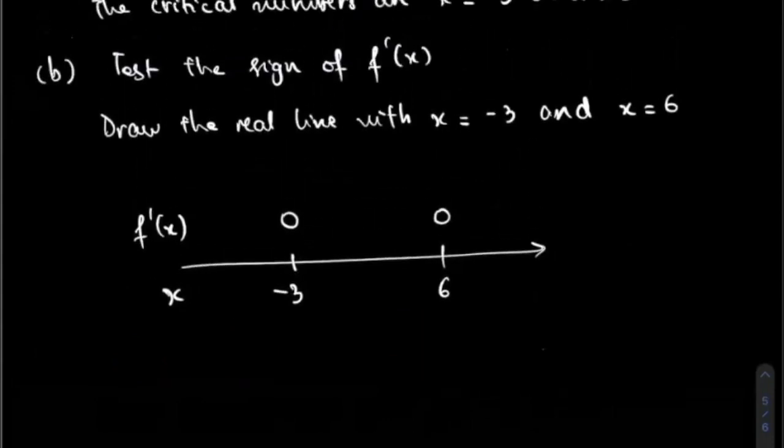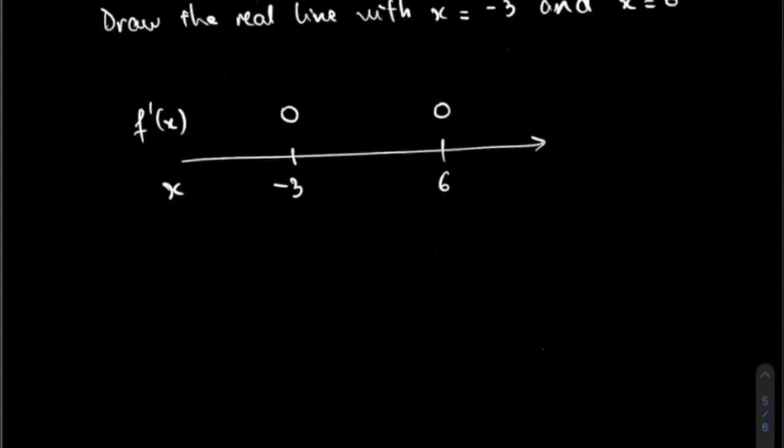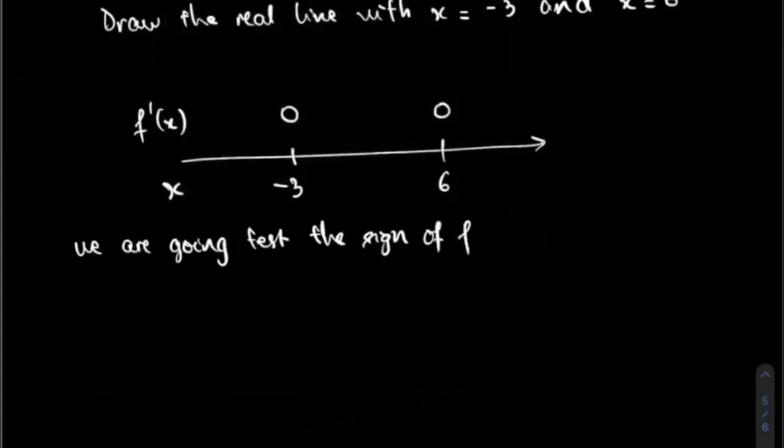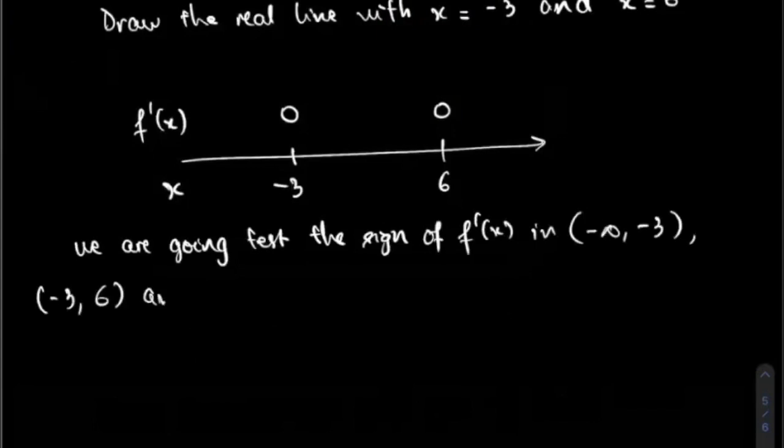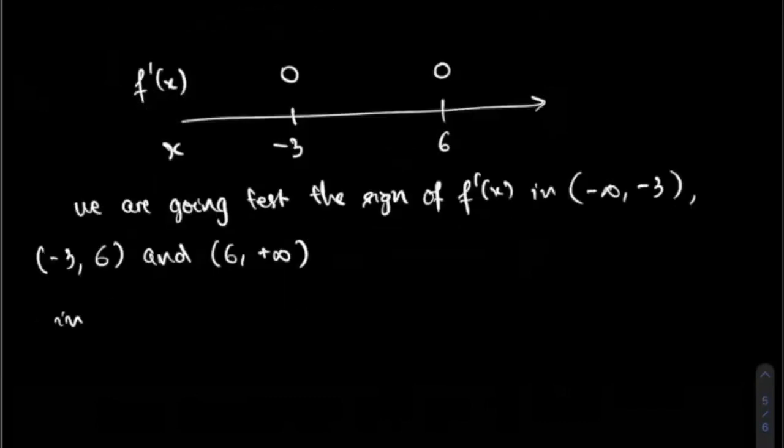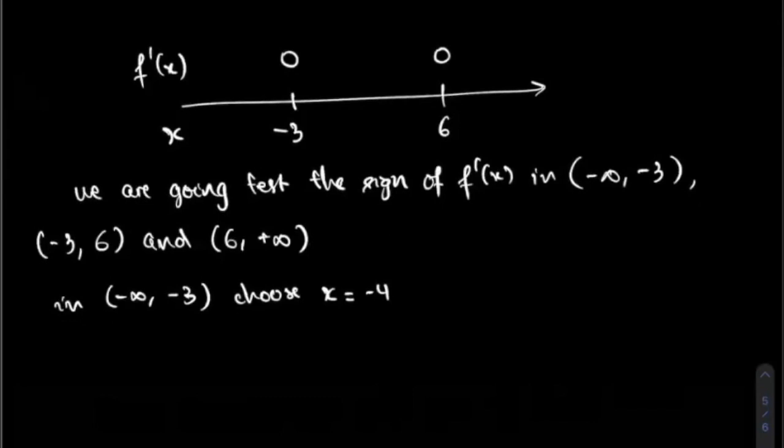By considering the critical numbers in here, you separate the real line into 3 different intervals. We are going to test the sign of f prime of x in 3 intervals: from -infinity to -3, from -3 to 6, and from 6 to positive infinity. In -infinity to -3, you choose any number within this interval. The easier for you to calculate, the better. So choose x equal to -4, and I'm going to substitute this into the derivative function.